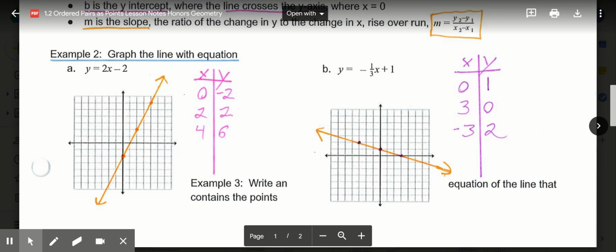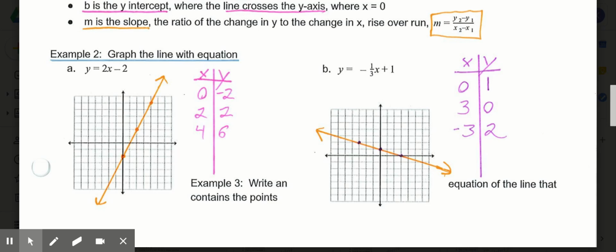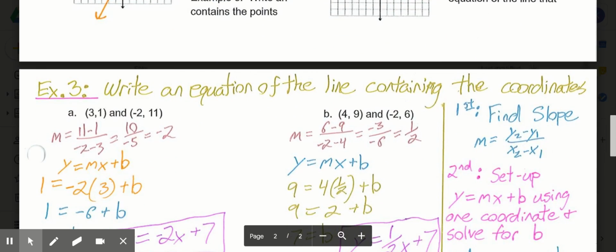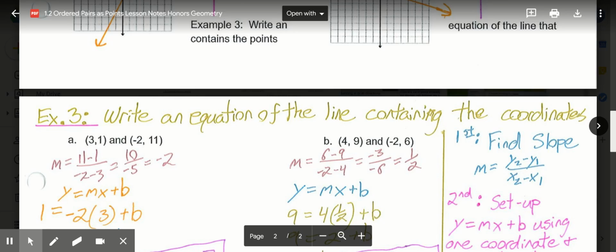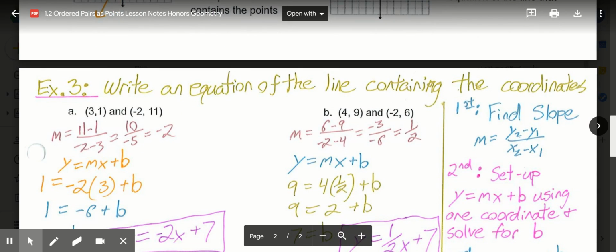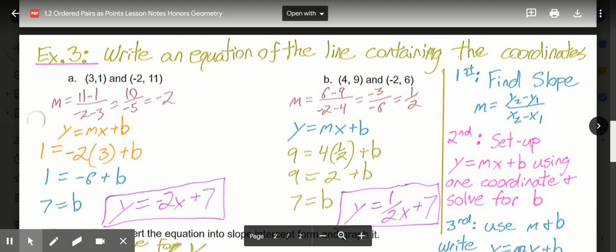Now, example 3, I apologize, it misprinted on the 2 pages, but example 3, which is actually on our next page here, says write an equation of the line containing the following points. In A, they give us the coordinates of 3, 1, and negative 2, 11.